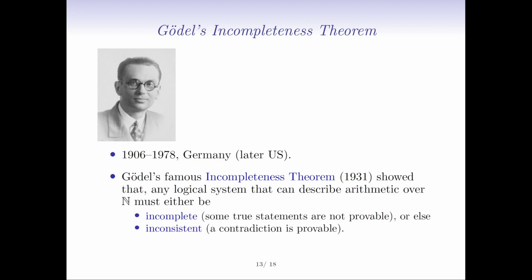So since a system like that is either not complete or not consistent, it certainly shows that there can't be a system like that which is both complete and consistent. And of course, this rendered the Hilbert program completely unachievable.